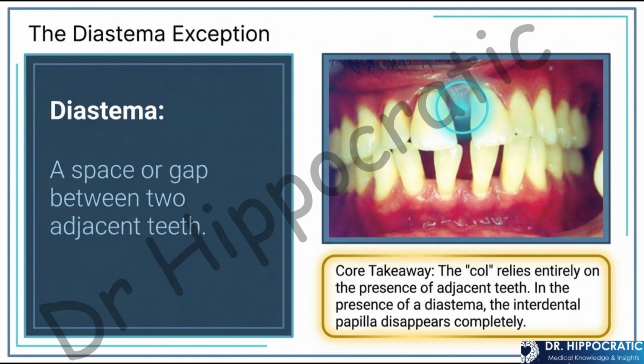Like a gap in the front teeth. Exactly. We have a photograph here showing a prominent gap between two upper central incisors with the interdental gum tissue highlighted. Let me read the core takeaway text box. Core takeaway. The col relies entirely on the presence of adjacent teeth. In the presence of a diastema, the interdental papilla disappears completely. This is a masterclass in the biological principle that form follows function. So the tent collapses.